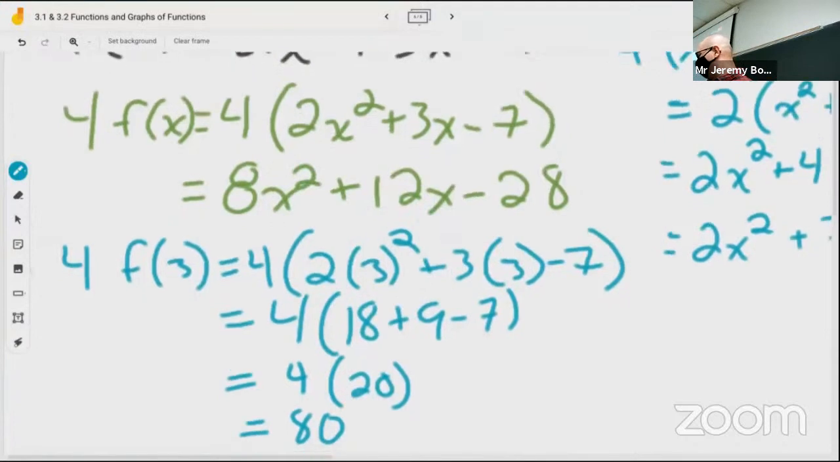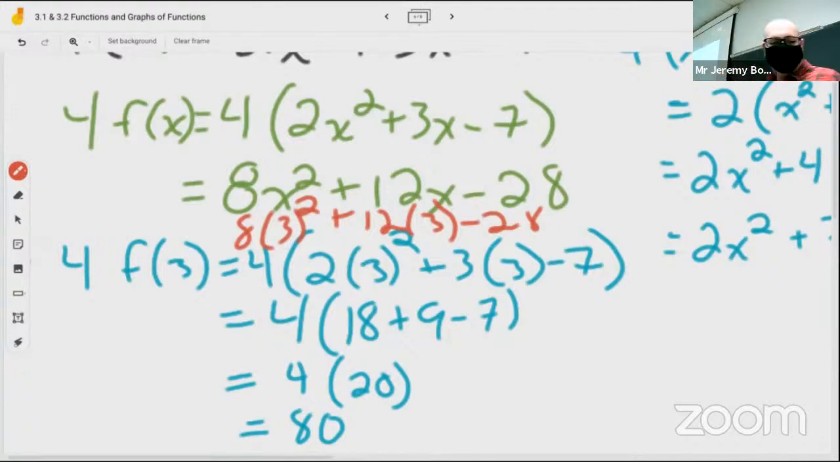Which is interesting is if I plug in a 3 into this, I should get the same thing, right? Because this is 4 times f of x, and we did 4 times f of 3. But let's do it real quick. It'd be 8 times 3 squared plus 12 times 3 minus 28. So that'd be 8 times 9, which is 72, plus 36 minus 28. 80. So yeah. Any questions on that?